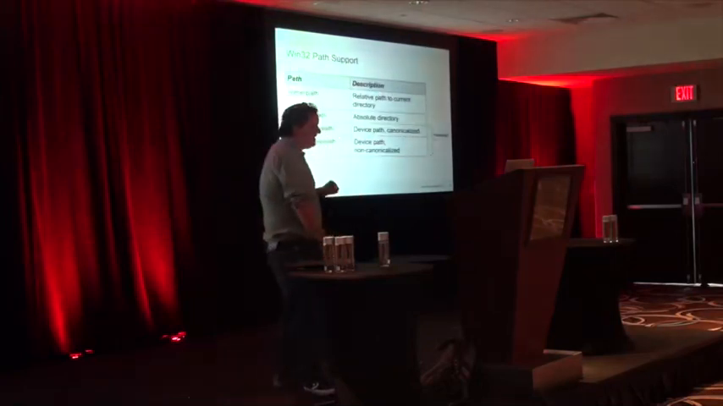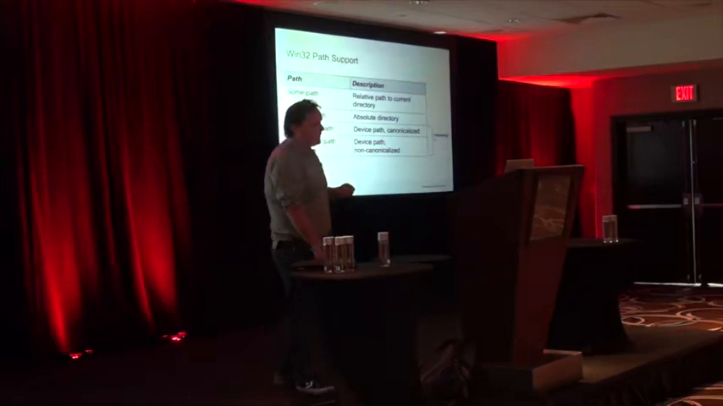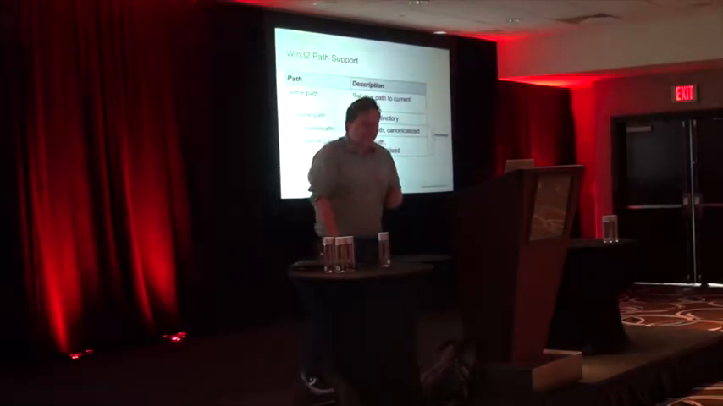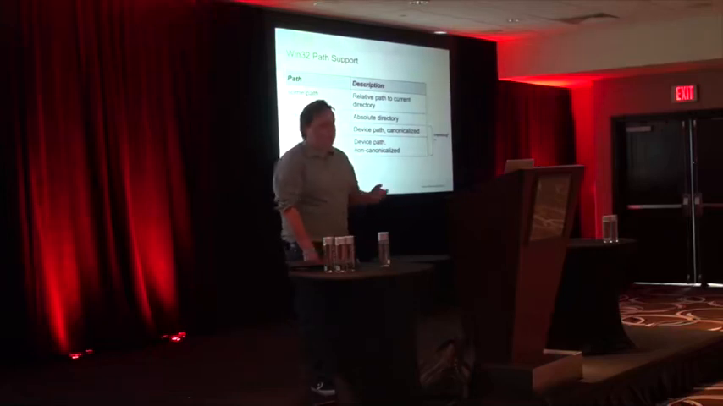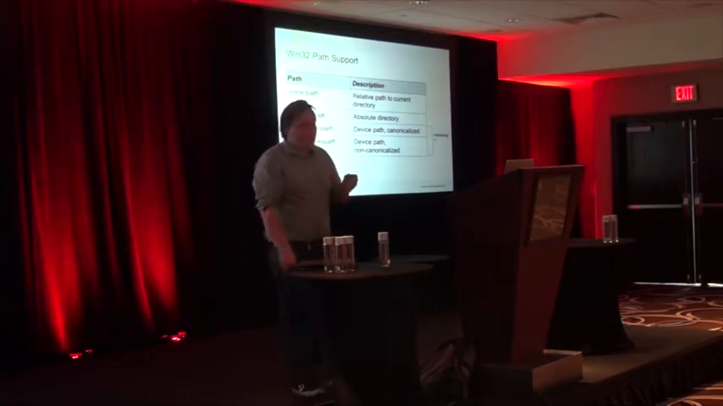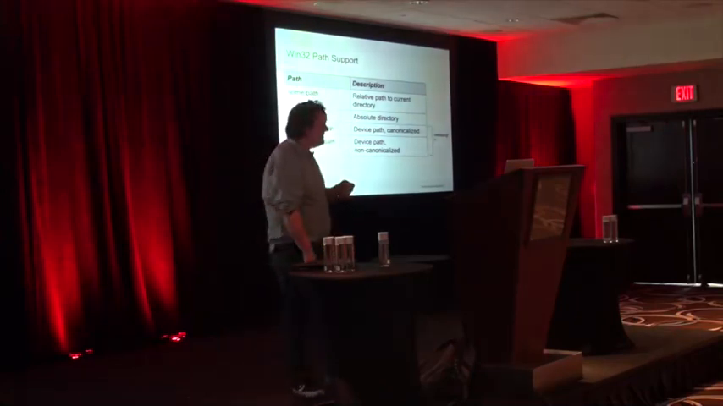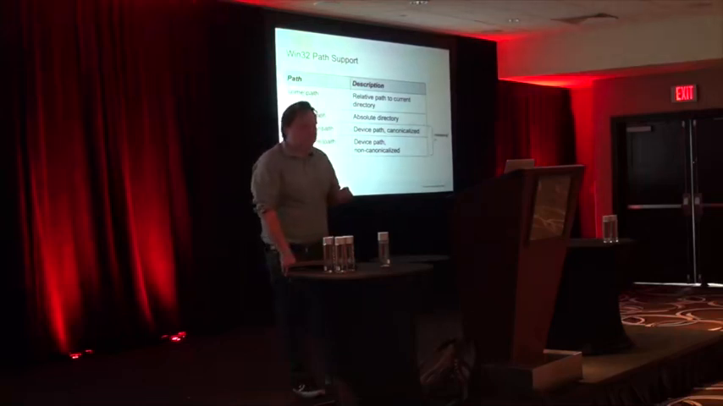And this is where you have to understand the fun of the Win32 path support. So you've got a couple of standard path types. You've got relative paths, or absolute paths relative to a drive letter. And they're not that interesting for our purposes. But what we do have is these two at the bottom. These are the device paths.